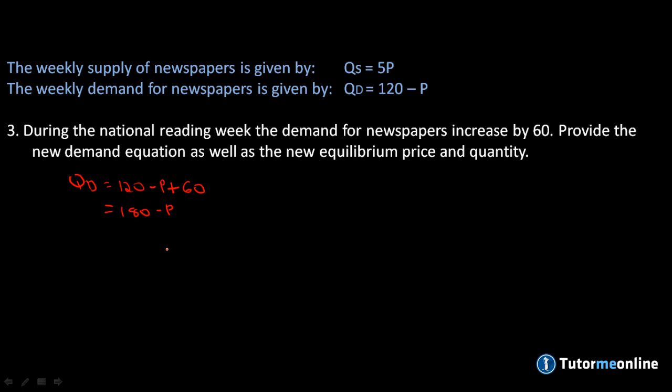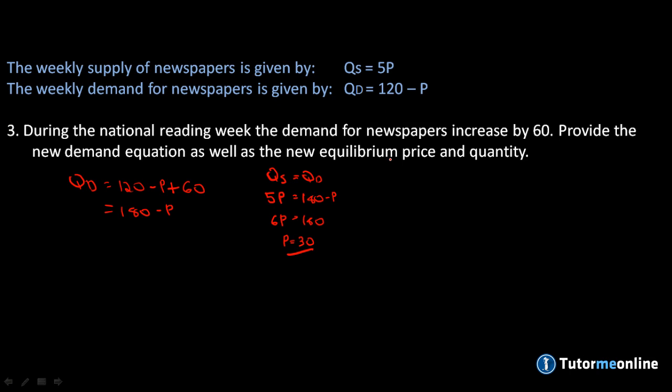So now to find the equilibrium price and quantity, we follow a similar process to the previous question. So we say that equilibrium is achieved where quantity supplied equals quantity demanded. So 5P equals our new demand function, which is now 180 minus P, and that is going to give us 6P equals 180, and P therefore equals 50. That is our new equilibrium price.